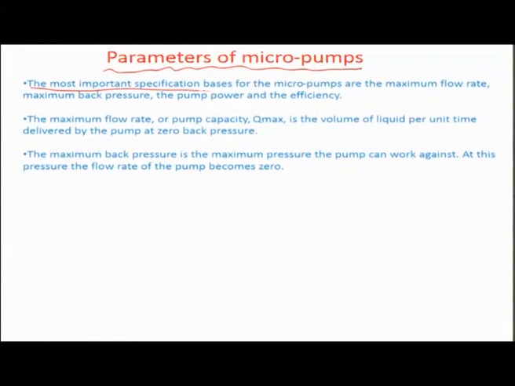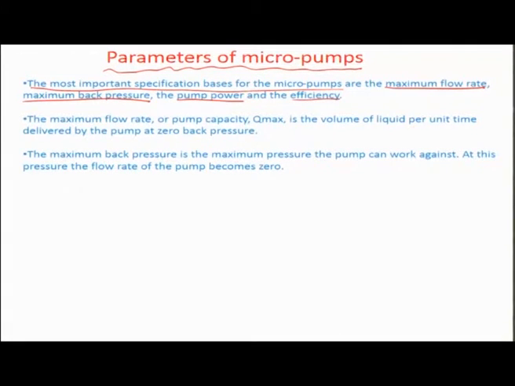The most important specification basis for micropumps are the maximum flow rate, the maximum back pressure against which the pump has to deliver, and ultimately the pump power and the pump efficiency. So, these are, you can call, the 4 indicative parameters for categorizing or classifying a certain micropump in different ranges.